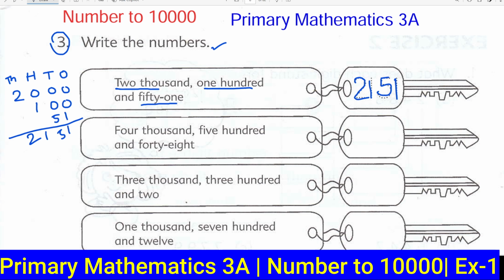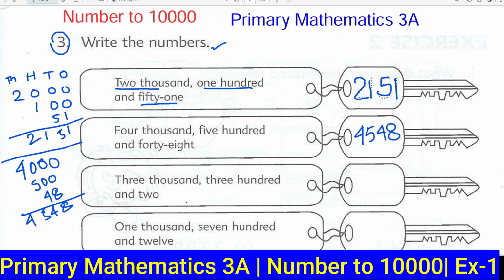4,548. 4,000. It's a 4,000. Next 500, and then 48. So we can write 4 5 4 8. Step by step we are trying to solve this one.